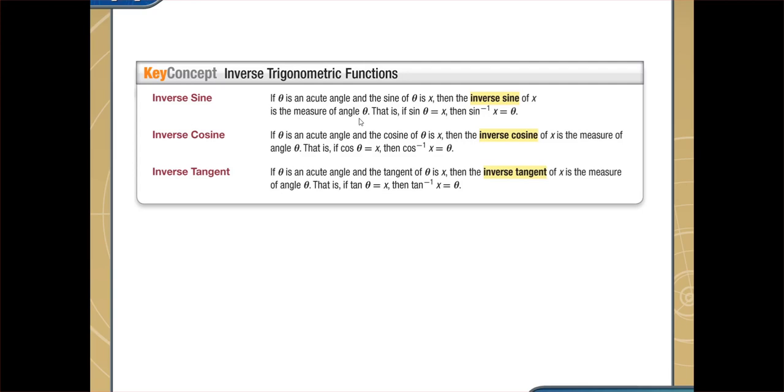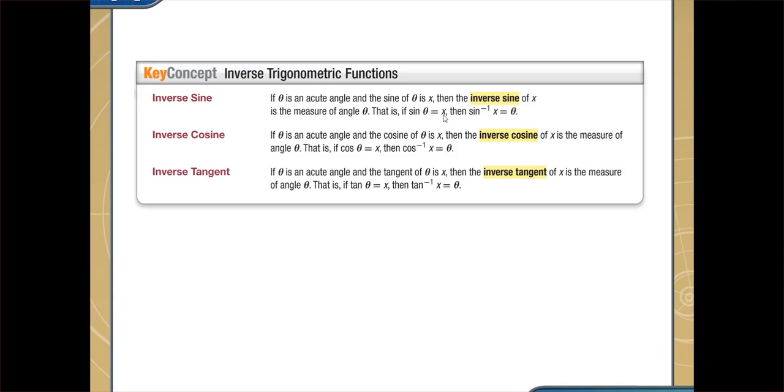So we all know that for the sine function, the input is a reference angle theta. Sine of the reference angle theta equals x. Then inverse sine of x equals the reference angle theta. So you can see right here that the input of our sine function becomes the output for our inverse sine.